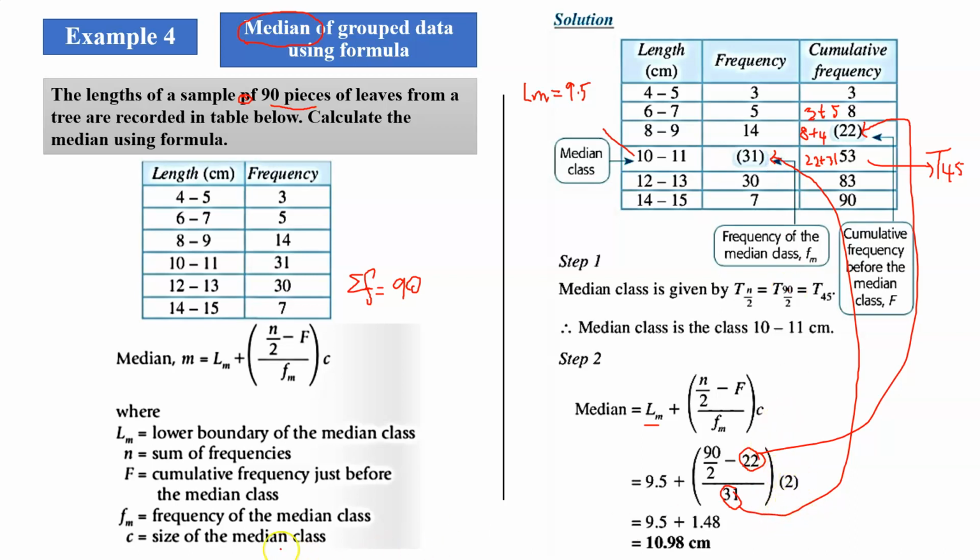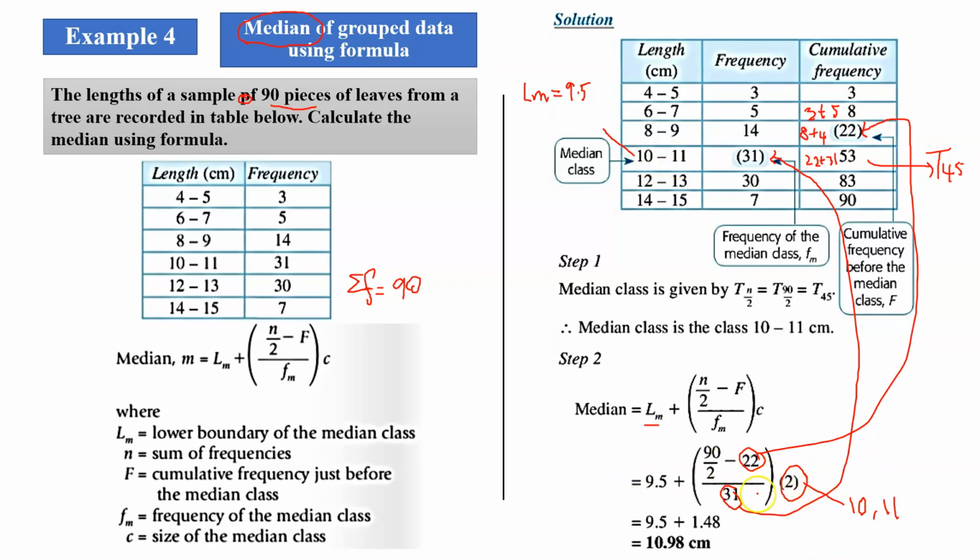And 2 over here is the size of the median class. Macam mana you cari 2 ni? Size of median class ni, 10 and 11. Ada 2 nombor saja. Itulah maksud dia, size. Size kelas tu. Ada berapa nombor di dalam kelas ni? Ada 10 dan 11. Ada 2 nombor saja. So that's why you get 2 over here.